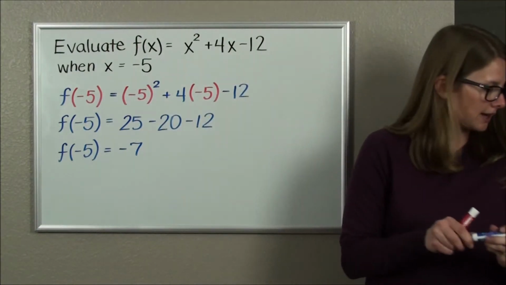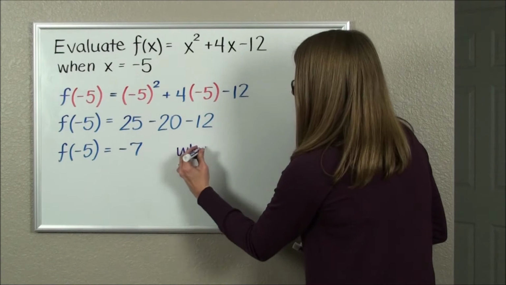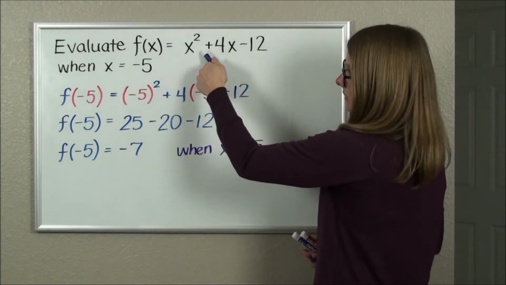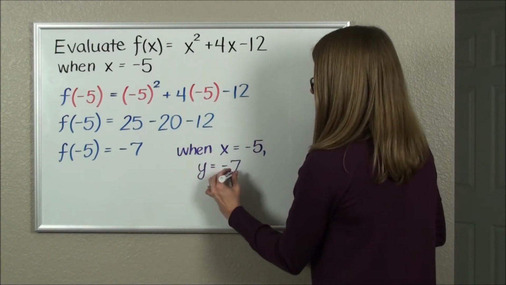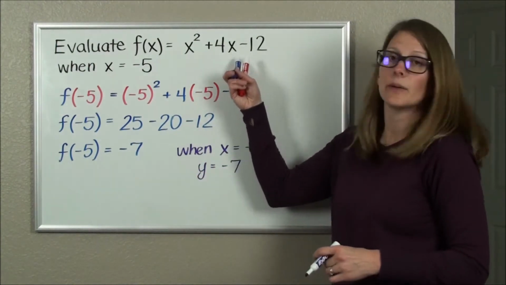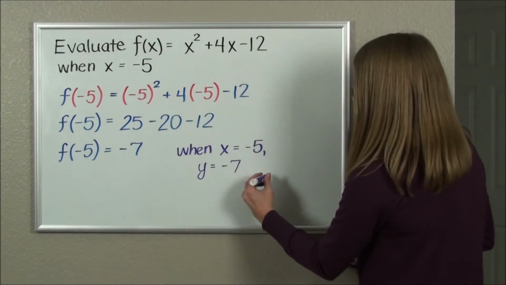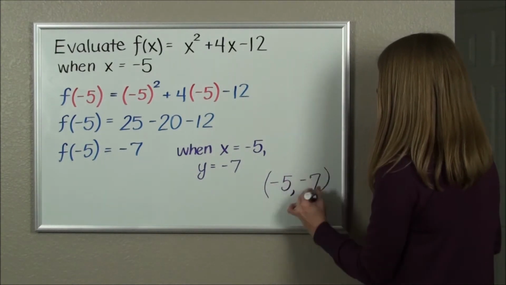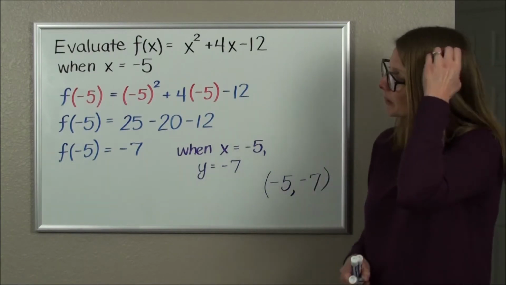And so now we're done, and we can say, as far as an interpretation here, when x is negative 5 in this particular function, the paired y is negative 7. And so if I graphed this, I would see a parabola shape that kind of looks like that U shape. And in that parabola, I would see a point on that graph that was negative 5 comma negative 7. That would be a point that existed on that parabola.